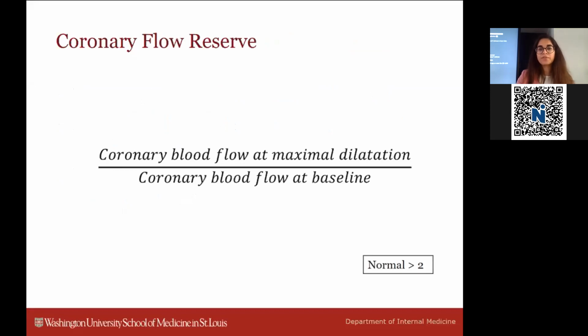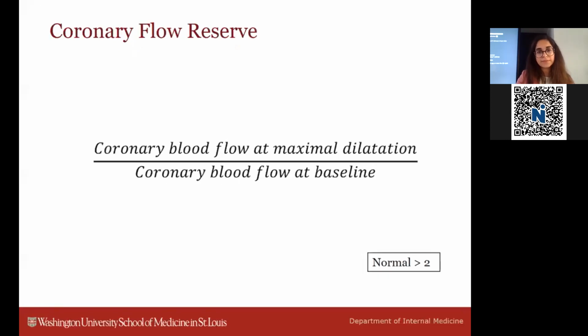So what is coronary flow reserve? It's an equation that basically measures coronary blood flow at maximal dilatation divided by coronary blood flow at baseline. So normal is greater than 2, and less than 2 is pretty grossly abnormal, and that's what we're using in most of our studies. And we now, fortunately, have really good ways of measuring this, both invasively and almost surrogate for this is a very good non-invasive measurement by MRI.